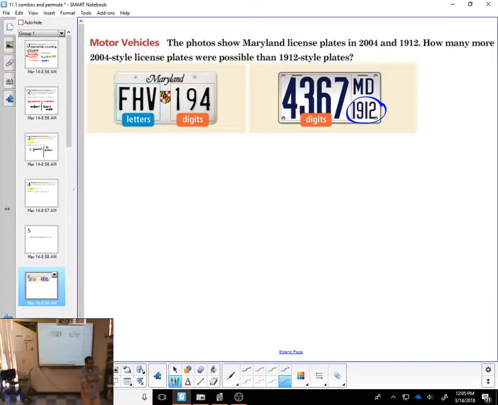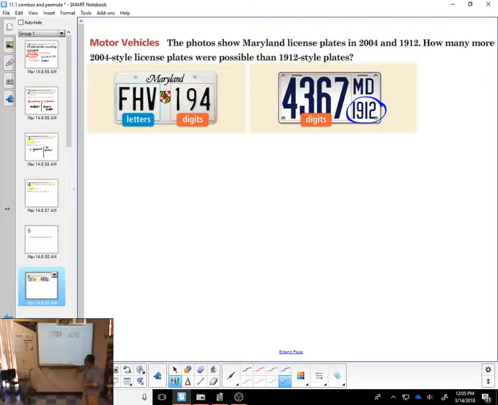I don't know how it's a 1912 license plate. So there's your 1912 license plate. And they want to know, by making this change, from going from 4 numbers over to 3 numbers but 3 letters, how many more license plates I could print that are different. Well, for starters, we need to figure out how many plates we can make with that guy, right?